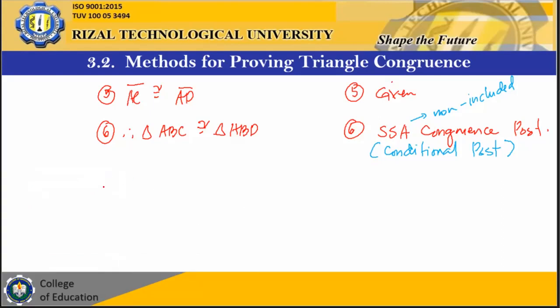And then we're able to prove that the triangles are congruent. Then definitely we can now say that segment CB is congruent to segment DB. Okay? This is by CPCPC. Okay? Question.